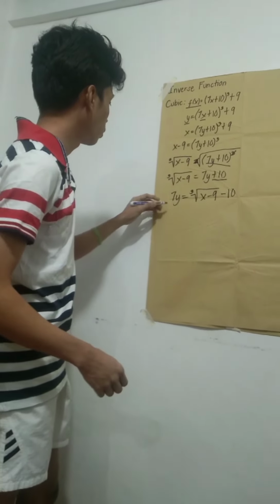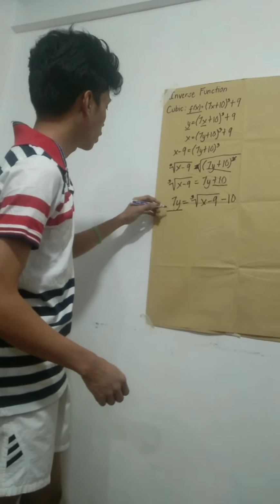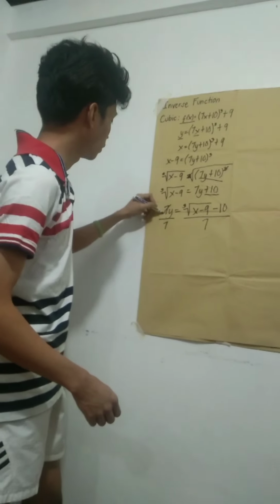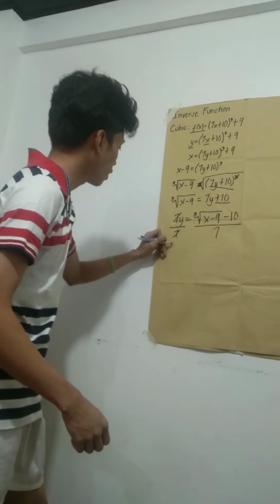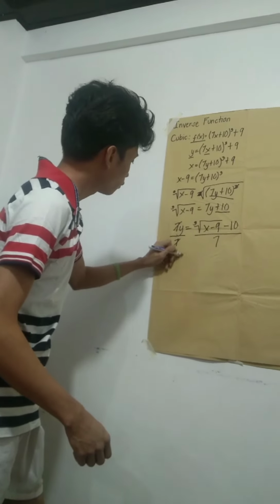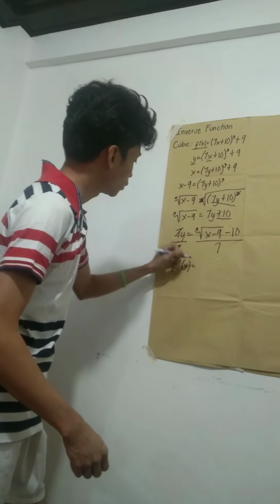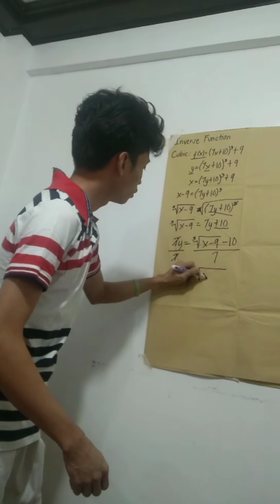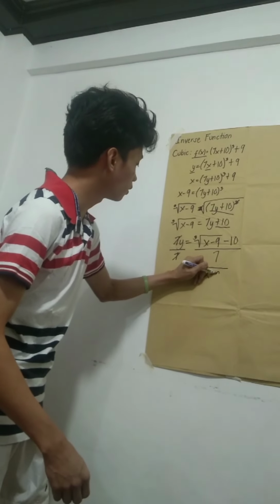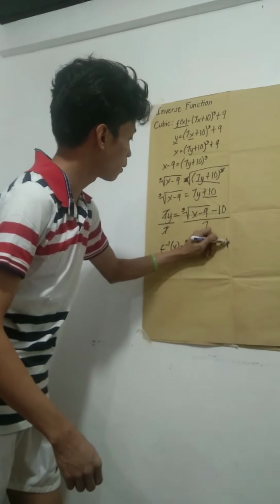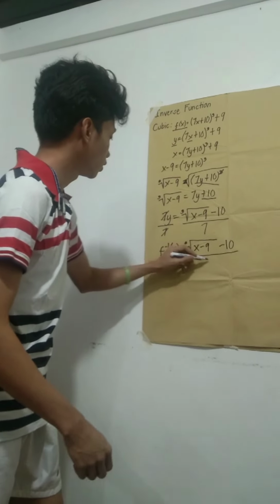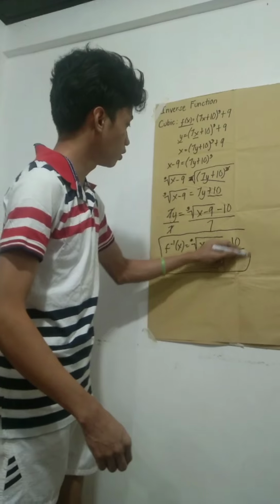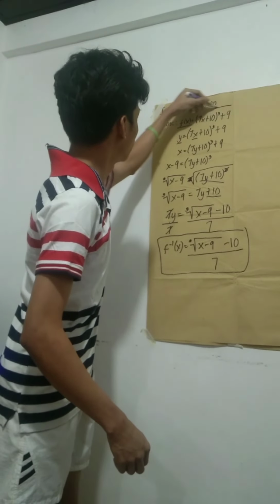So we're going to divide both sides by 7. So cancel this out. So y, or f raised to negative 1 of x, equals the cube root of x minus 9, minus 10, over 7. That's now the inverse of this said function.